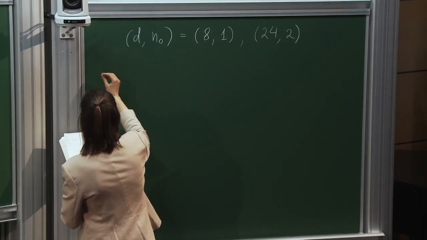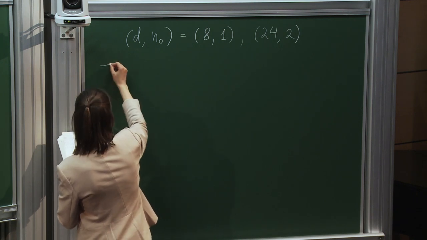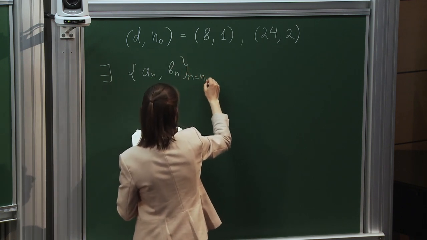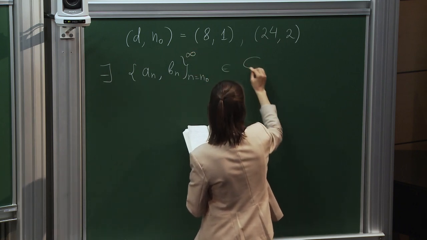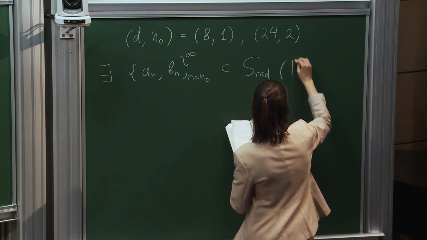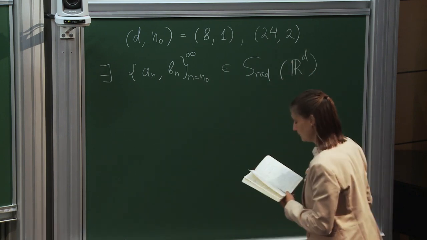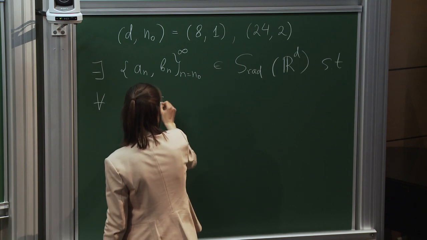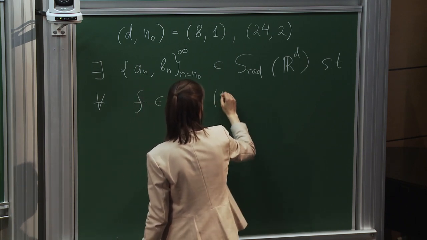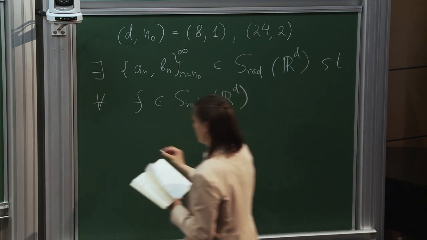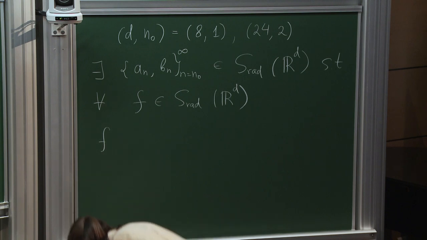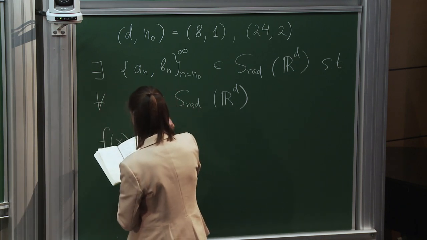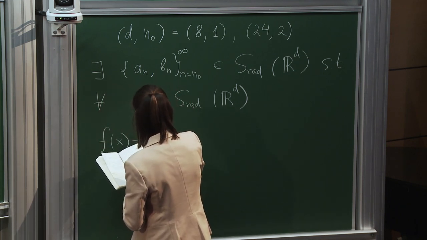And so then the interpolation formula says that there exists a sequence of Schwarz functions, the radial Schwarz functions on the corresponding Euclidean space, such that for any radial Schwarz function f, we can reconstruct this function just from its values at the square roots of even integers and the same information for its derivatives and for its Fourier transform and derivatives of the Fourier transform.